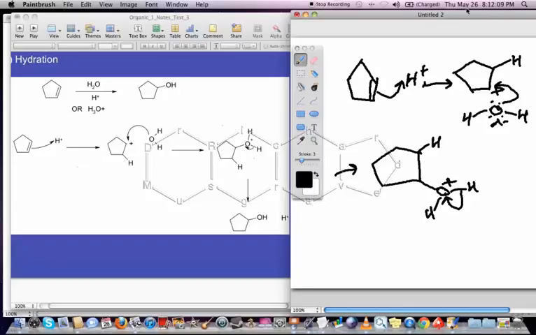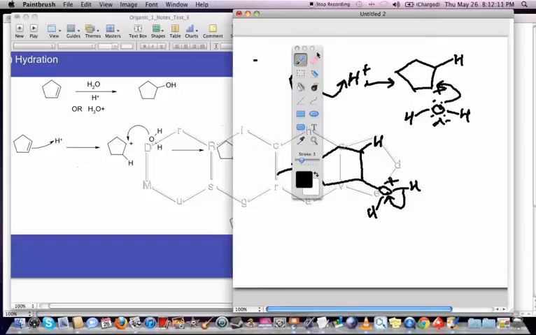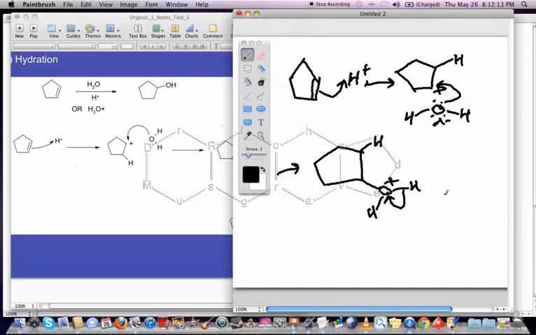Right, let's just show that last step. And that leaves an H plus, and that's that hydrogen right there. It becomes an H plus because it lost its electron.